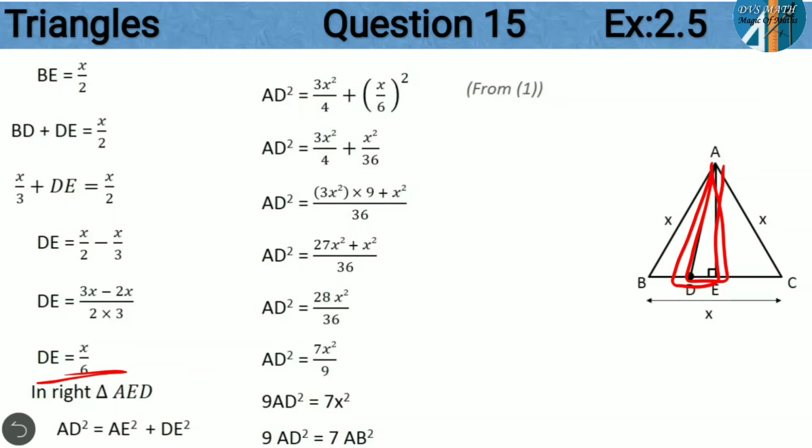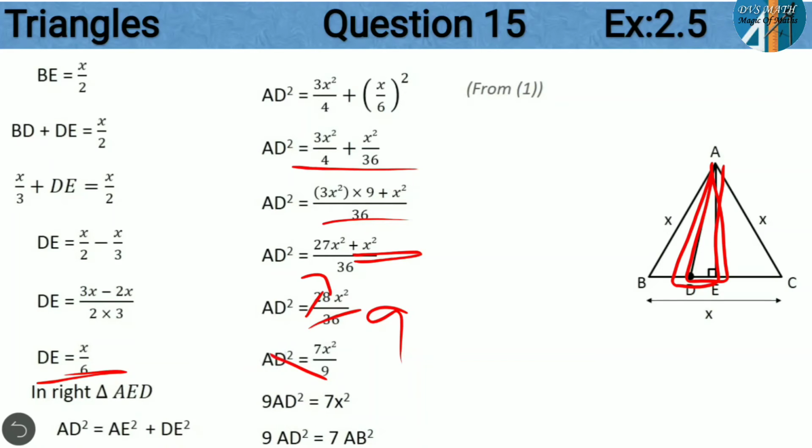Now by simplifying, x by 6 whole square means x square by 36. So 4 and 36, LCM is 36, right? So 9 times 3x square is 27x square, and for the other term 36 cancels, you will get x square. So 27x square plus x square, you got 28x square by 36. If you simplify those two, 28 and 36, by 4: 4 sevens are 28, 4 nines are 36, so 7 by 9 x square.